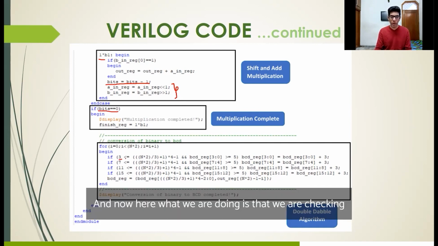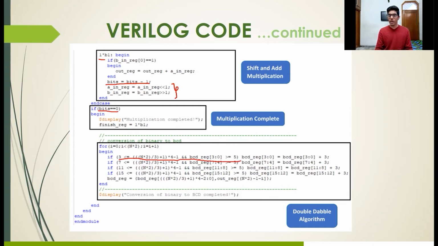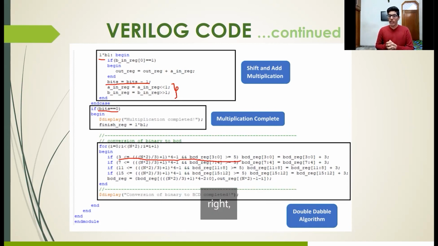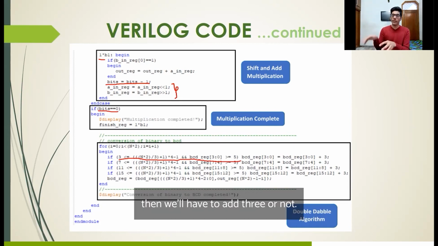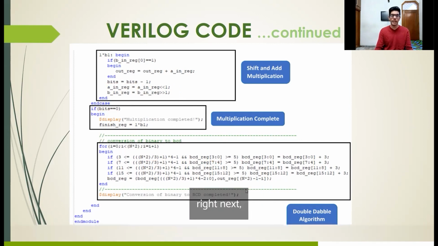And now here, what we are doing is that we are checking the values by hard code, whether we need to add 3 or not, right? So if the particular number is in this range, then we have to add 3. So this is what we are doing when we use the double dabble algorithm, right?